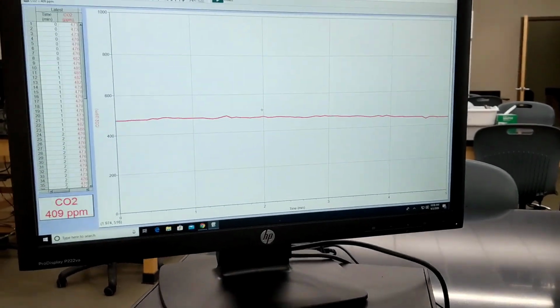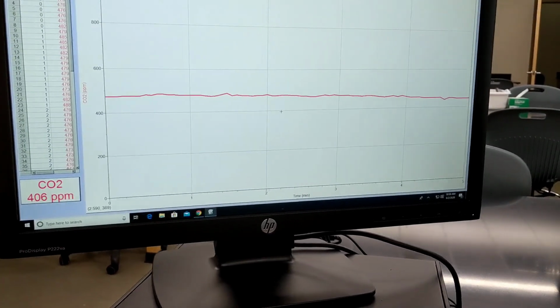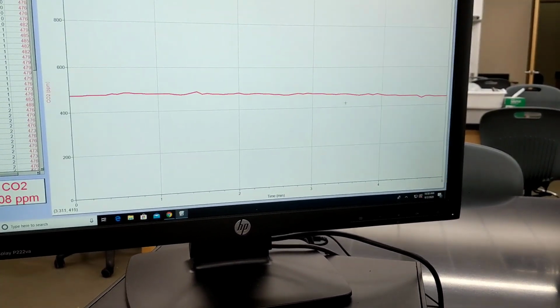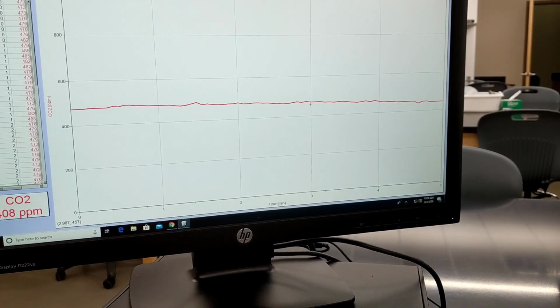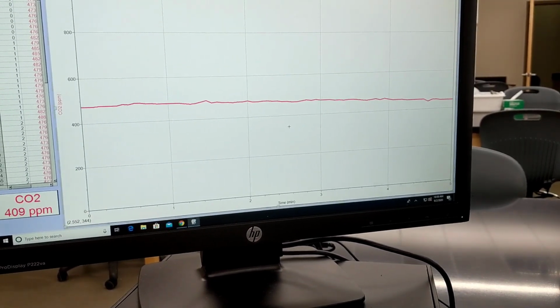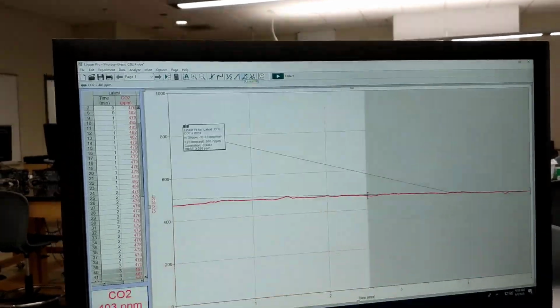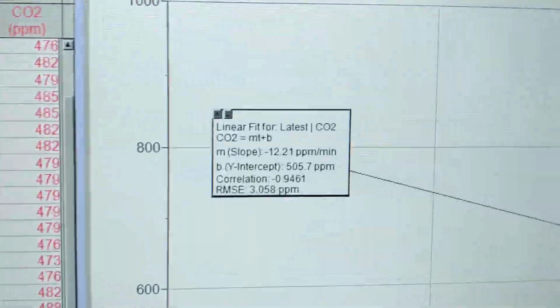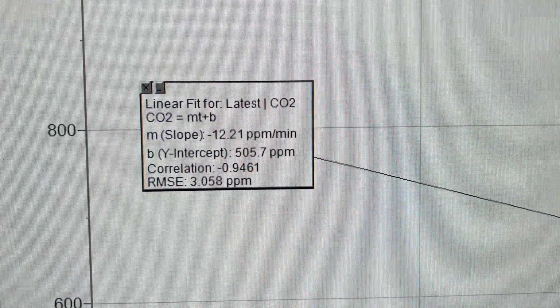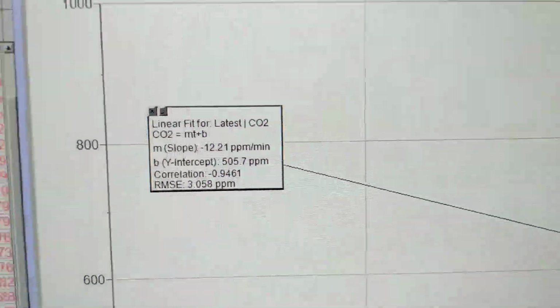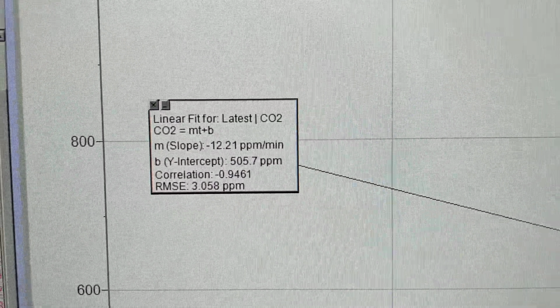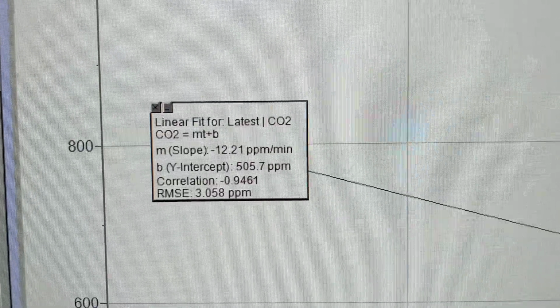Okay everybody, here's the data we get after a 5-minute period. So I'm going to get the slope of the last half of the data here. I'm going to highlight the data, and I'm going to click the linear fit button, and we can see that the slope is negative 12.21 parts per million per minute. So remember, a slope is a unit over time, just like miles per hour. In this case, it's a negative number.